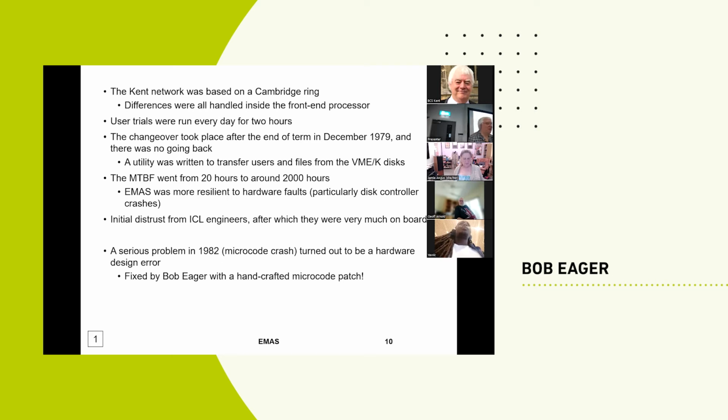In 1982, we did have a serious problem. EMAS kept crashing. Turned out it wasn't EMAS that was crashing. It was the hardware. The hardware was saying, something's gone terribly wrong, and we're halting the microcode now. And we went, huh?